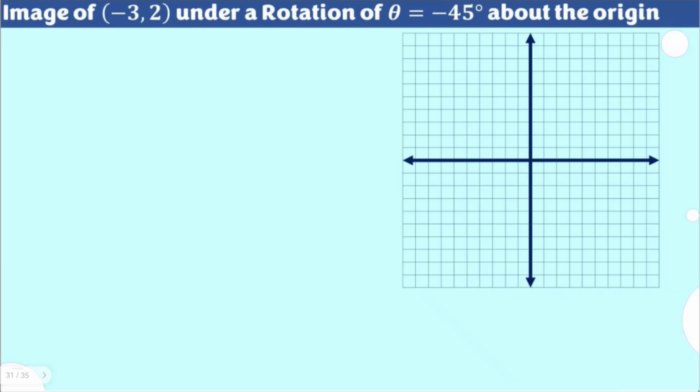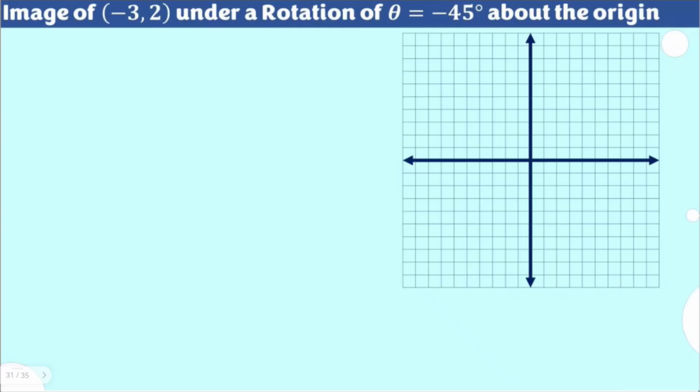Let's check the image of negative 3 and 2 under the rotation of theta being negative 45 degrees about the origin. This hints the idea of an angle which is a central angle, as we have here the point of rotation at the origin.